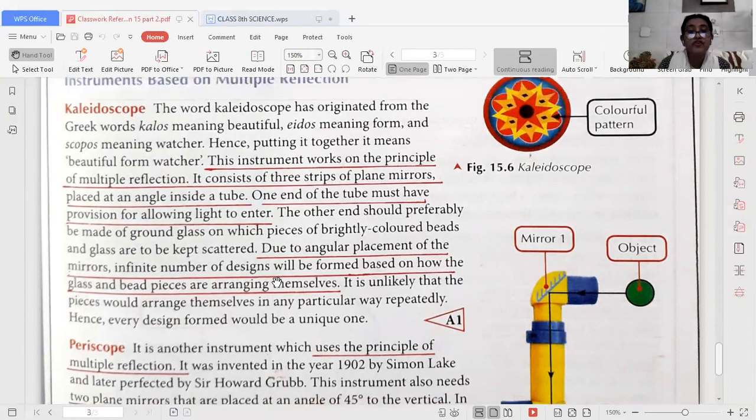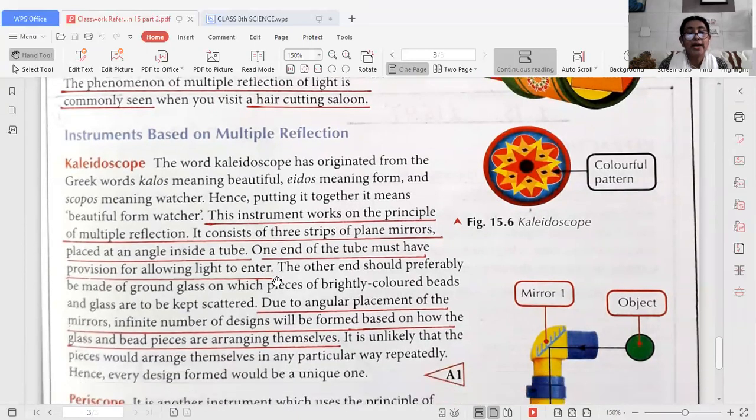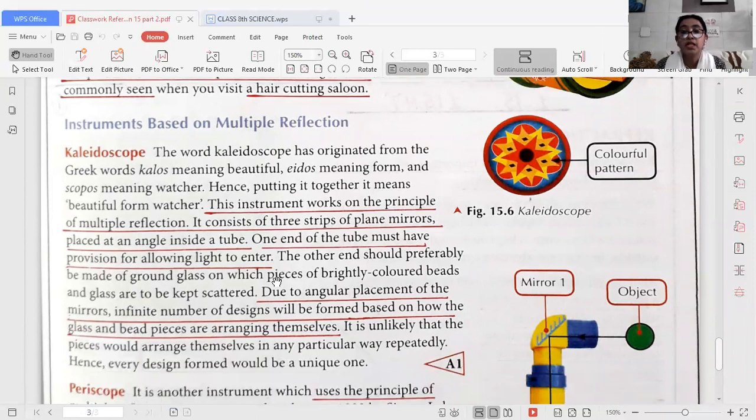It consists of three strips of plane mirror placed at an angle inside a tube. One end of the tube must have a provision for allowing light to enter. Then only we can see the multiple colorful patterns. The other end should be made of ground glass on which pieces of brightly colored beads or glass can be scattered. Due to the angular placement of the mirrors, an infinite number of designs can be formed, based on how the glass pieces arrange themselves.